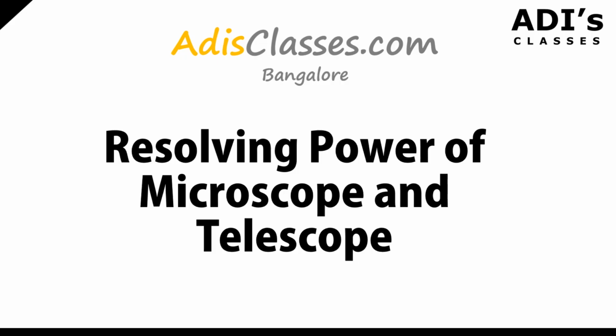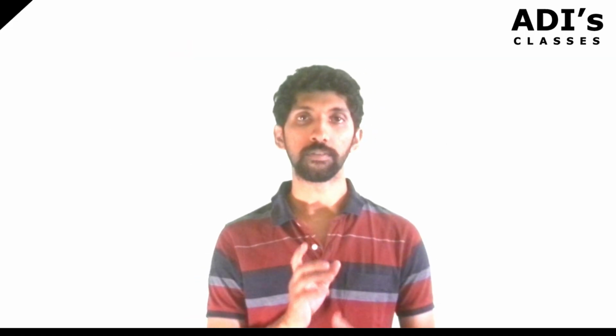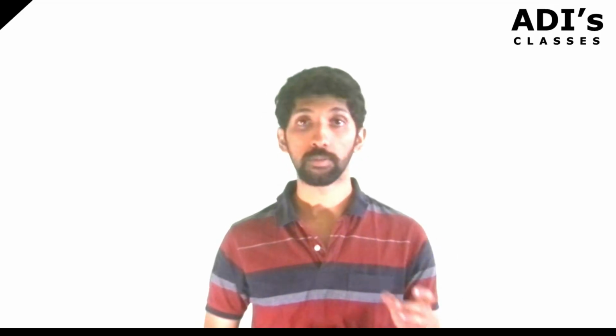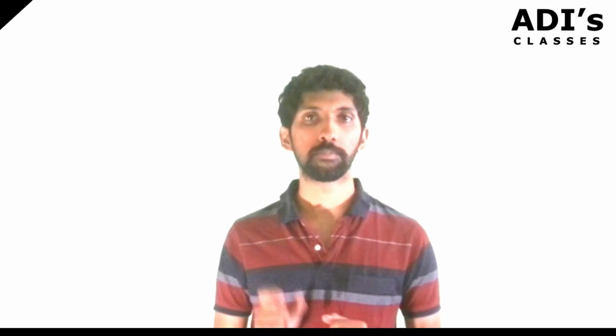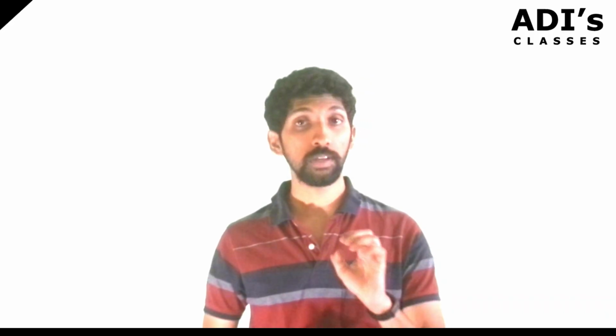So we saw different types of optical instruments in the previous chapter, right? So we saw microscope and telescope. Now there is a very important point called the resolving power of a microscope and a telescope.